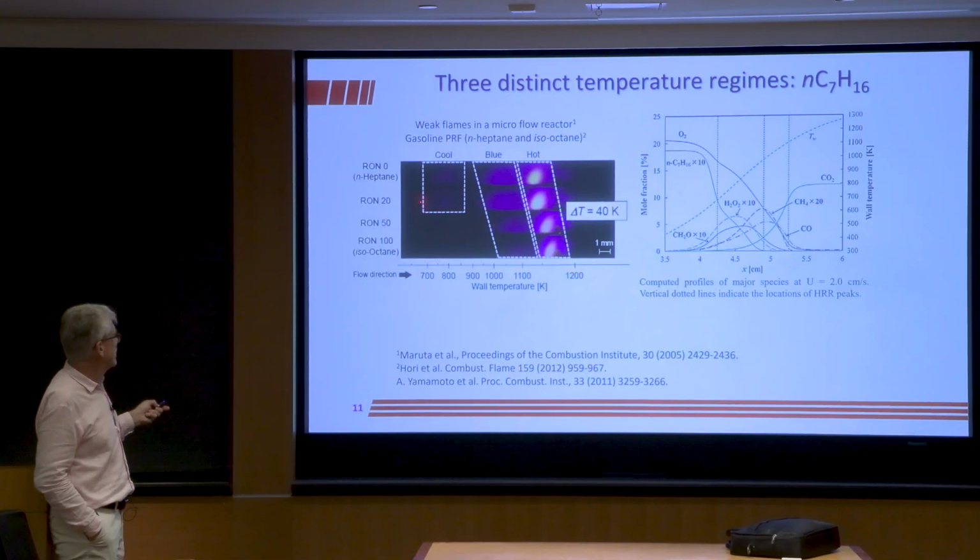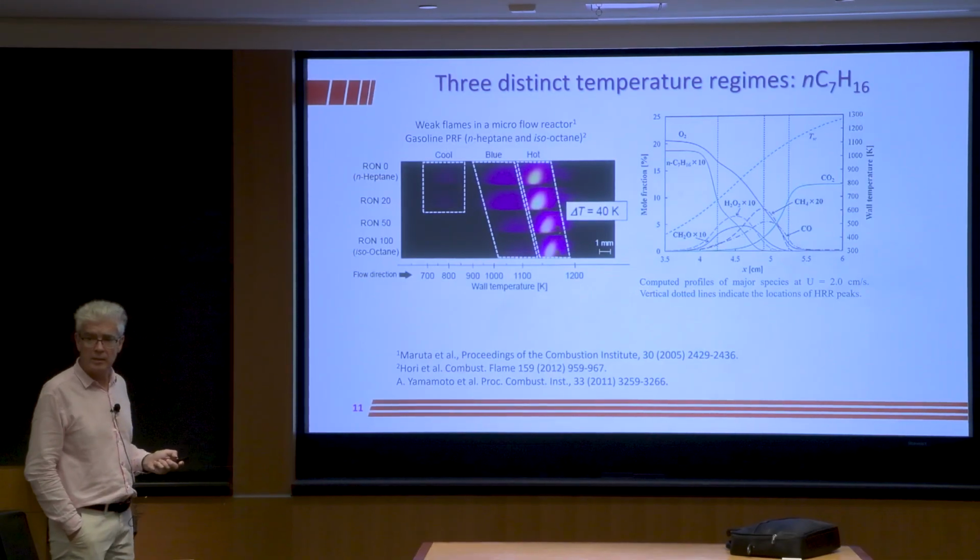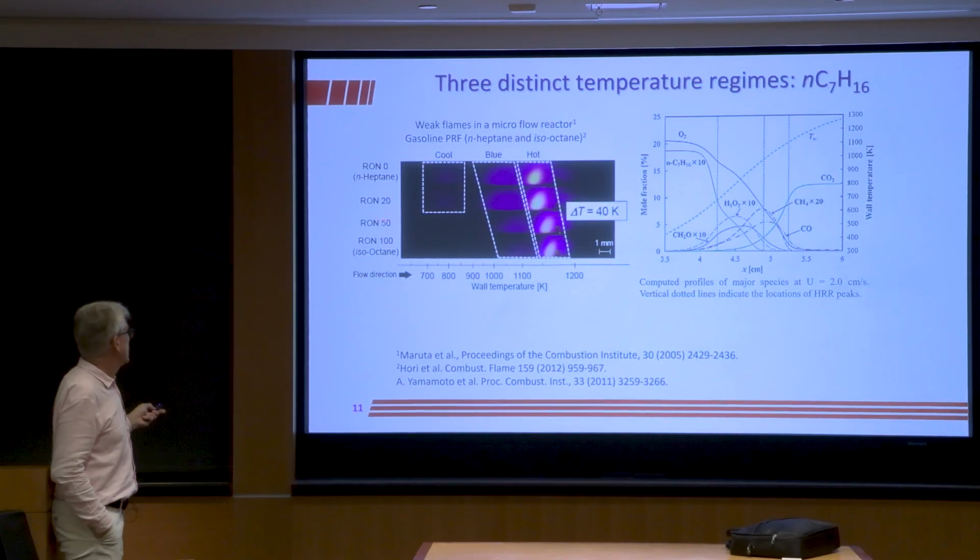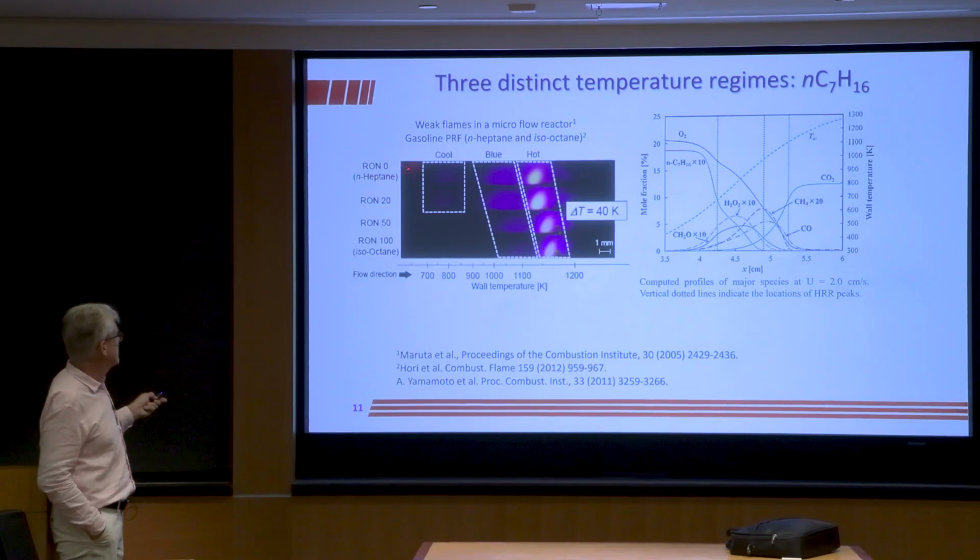So here at low temperature, you see a cool flame, light emission. You see blue emission here, and then you see hot emission at higher temperature. This is actually for N-heptane. You've got 80% N-heptane, 20% isooctane, a 50-50 mixture, and then you have isooctane down here.